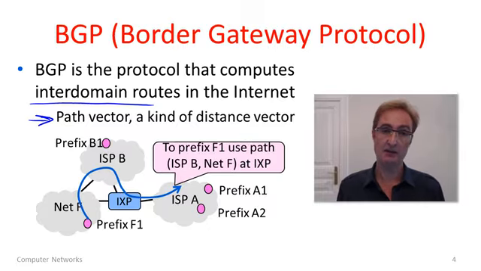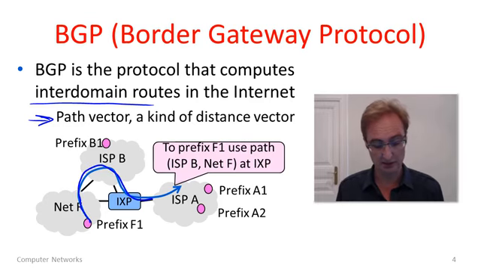In a path vector protocol, what happens is that route announcements which carry the path from the point in the network back towards a destination are propagated throughout the internet. So you can see here the blue line is meant to represent a route announcement which is propagating out in the network. It's propagating out from prefix F1, so it's going to tell people how to get to F1.